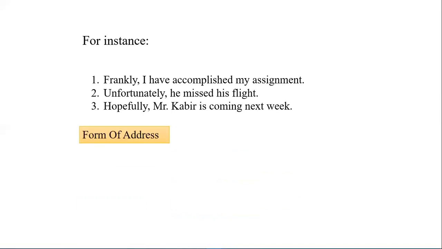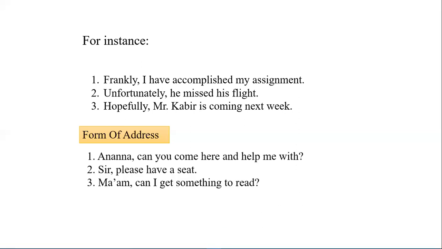And form of address. If we want to address anyone or anything, then of course we have to put a comma after that addressing noun. Ananya, can you come here and help me with? And sir, please have a seat. Ma'am, can I get something to read? So I have used the first noun, comma, sir, after sir, comma, ma'am. Then I put a comma here. And a formal letter and email.